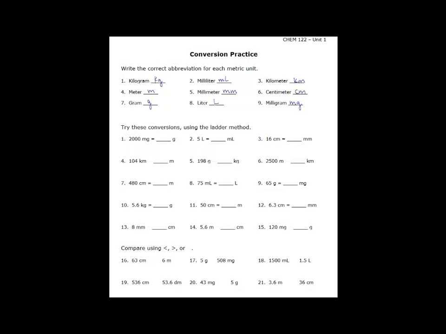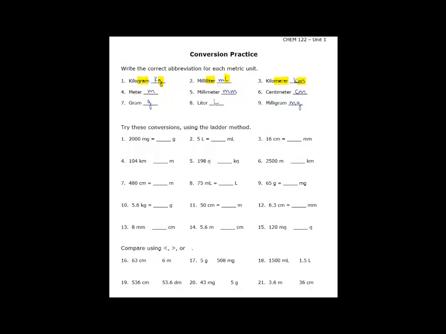Okay, so number 1, kg, lowercase k, lowercase g. I'm going to go ahead and highlight the base units in all of these just so it's clear what we're dealing with. So gram is the basic unit, kilo is the prefix. All right, number 2, mL, lowercase m, capital L, and the base unit is liters. Number 3, kilometers, lowercase k, lowercase m, base unit meter. Number 4 doesn't have a prefix, it's just meter.